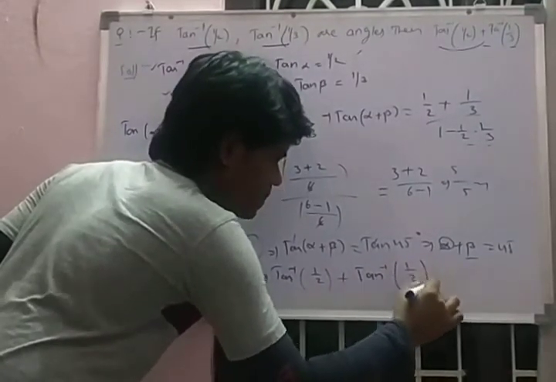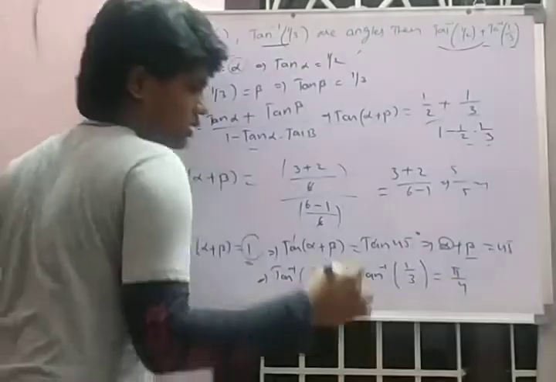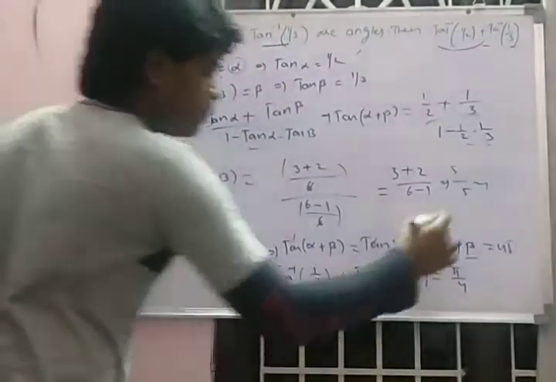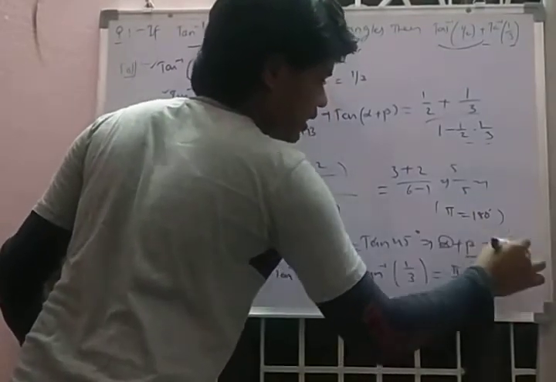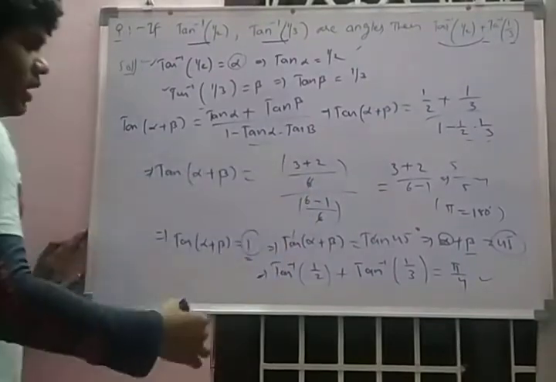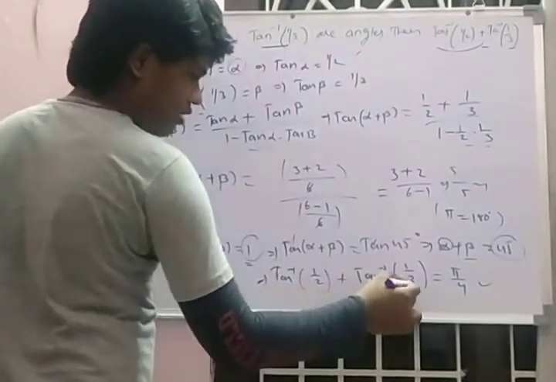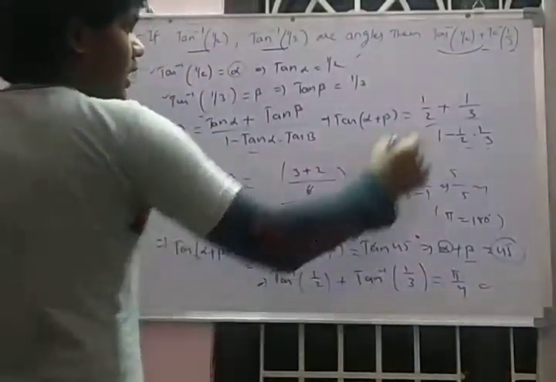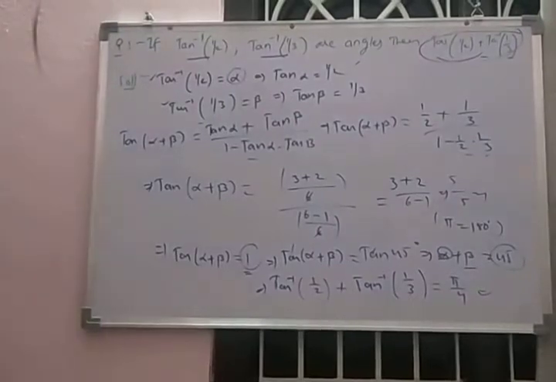So tan inverse 1 by 2 plus tan inverse 1 by 3 is equal to pi by 4. Because as per the radian system, pi is equal to 180 degrees. Then 45 can be written as pi by 4. So finally we got the conclusion that tan inverse 1 by 2 plus tan inverse 1 by 3 is equal to pi by 4. And that is the question asked. So we got the solution.